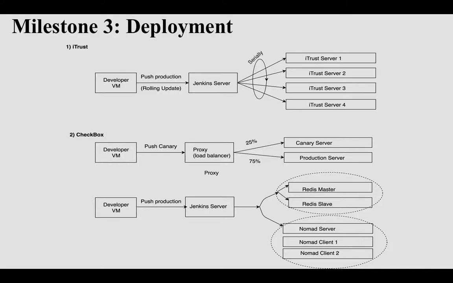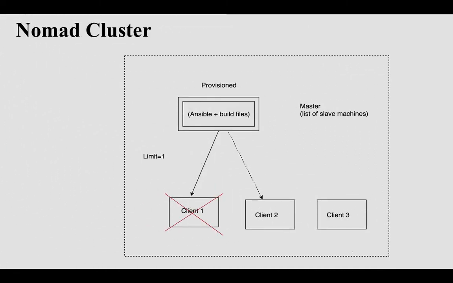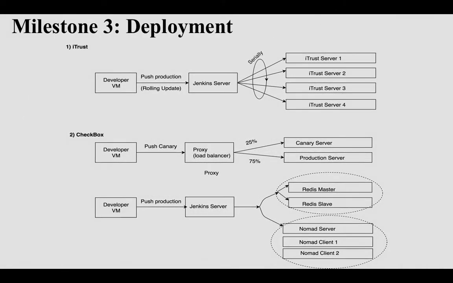We then upgraded our infrastructure by creating Nomad and Redis clusters. In the Nomad cluster, we created 2 clients and showed that if one fails, the other one takes over. In the Redis cluster, we created 2 slaves to reflect the changes made in the server and implemented feature flag functionality. We also implemented the ability to perform a canary release for Checkbox.io.